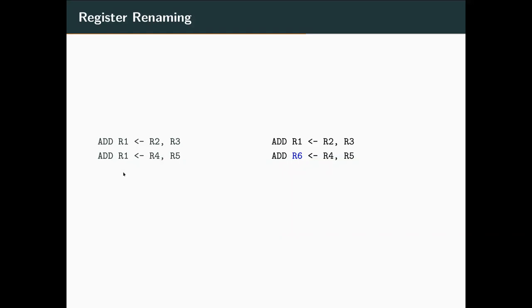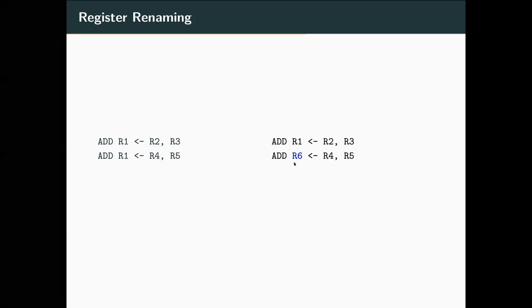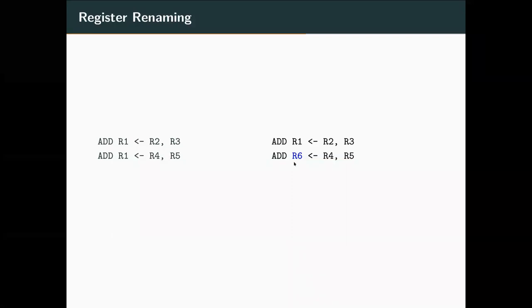So with this rename, we have an add instruction that writes to R1, it takes an R2 and R3. And then we have another add instruction which goes to R1, and it takes R4 and R5. So let's just, instead of writing to R1 on this instruction, let's write to R6. Seems reasonable. Assuming that R6 hasn't been used, let's just assume that for now.